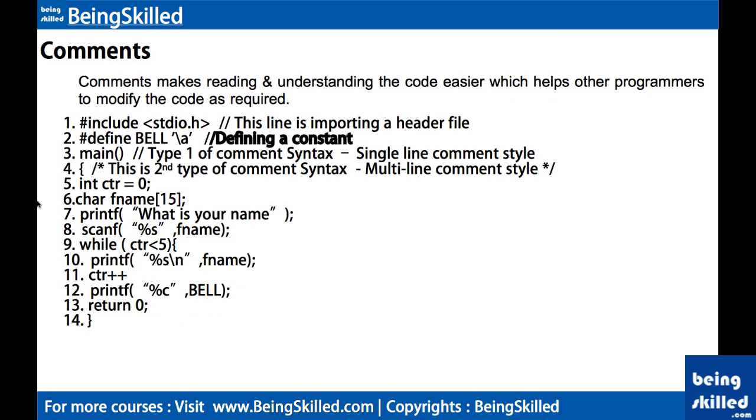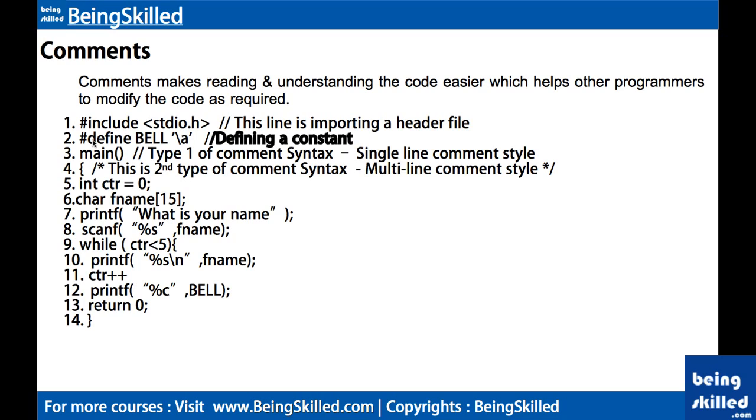So what are comments? Comments make the code easier to understand, which helps a new person understand what you have written and what you intended the program to do. There are two types of comment. First is the double slash in the third line, where we can see there are 2 slashes. This is type number 1 of comment syntax, the single line comment style. It only works for a single line.